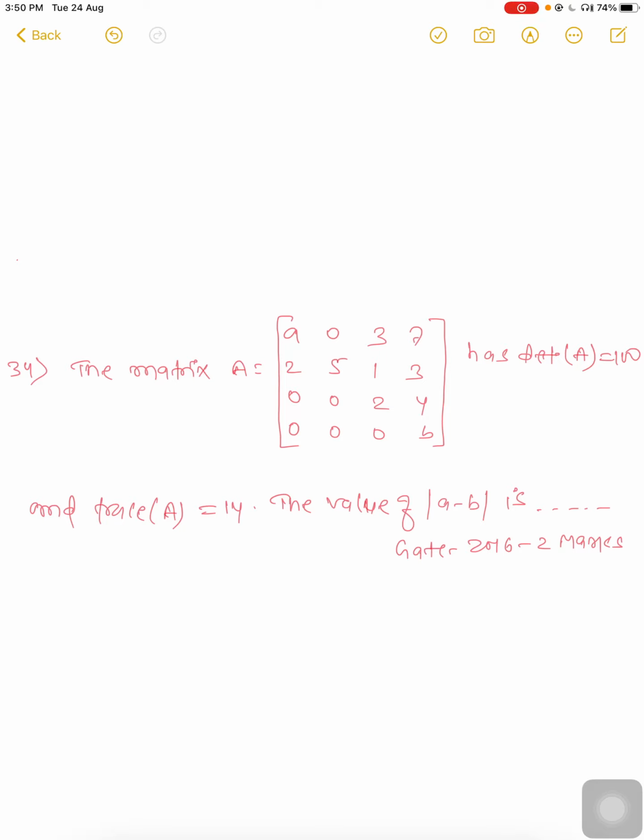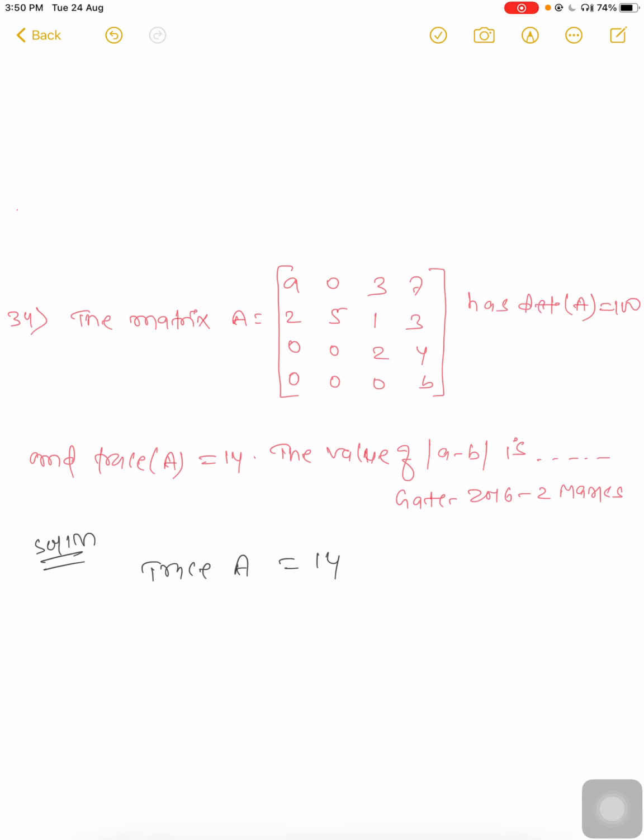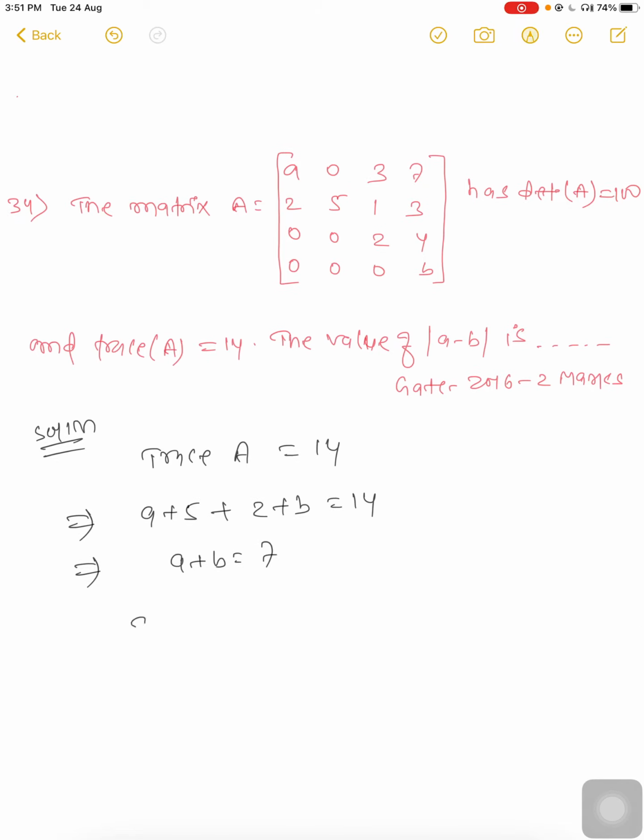Now come up to the matrix A given. The determinant of matrix A is 100 and trace A is equal to 14. The value of a minus b is, see, trace of A is given as 14. It means the sum of all the diagonal elements will be 14. All the diagonal elements will be a plus 5 plus 2 plus b is equal to 14. Then you will get a plus b is equal to 7.